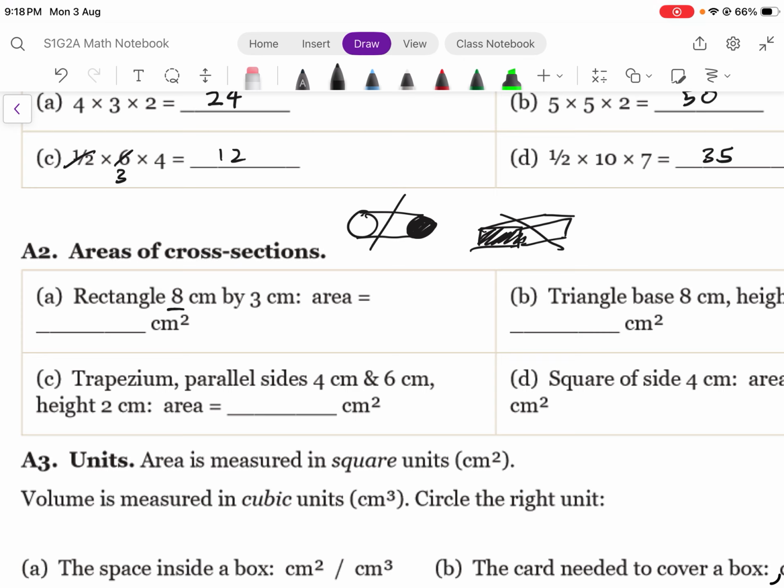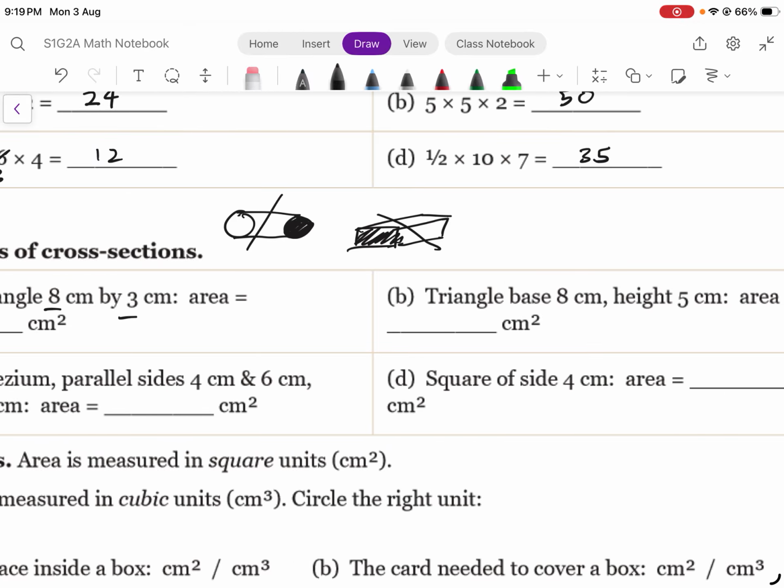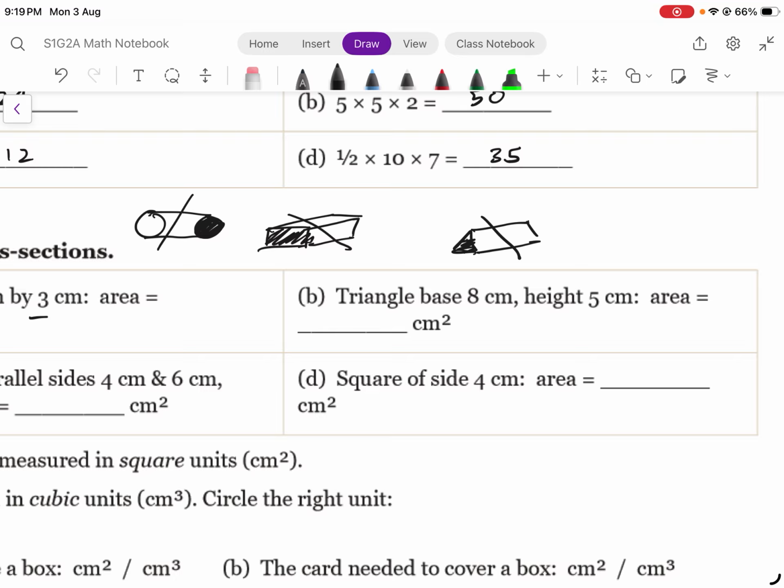It's a rectangle of 8 by 3, right? So the area will be 24 cm square. What if you have a triangular base? Cross-section, triangular log cake. Cut down this one. Base 8, height 5, right? So it's half times 8 times 5, which is 20.